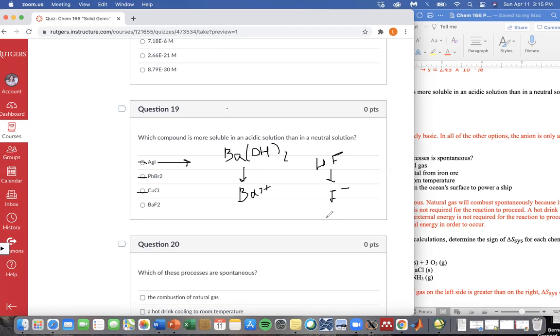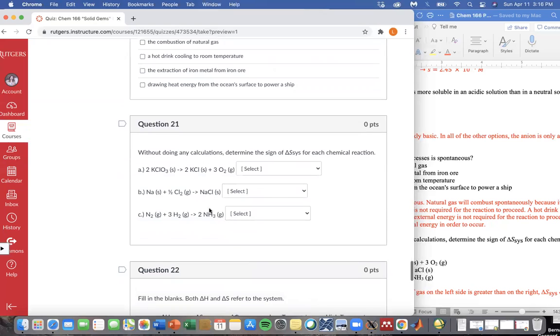And a weak base is going to do better as far as solubility in an acidic solution than it would in a neutral solution. And because of that, BaF2 is the only compound that's more soluble in an acidic solution than it would be in a neutral solution. Are there any questions about that one? The answer would be BaF2. That makes sense.